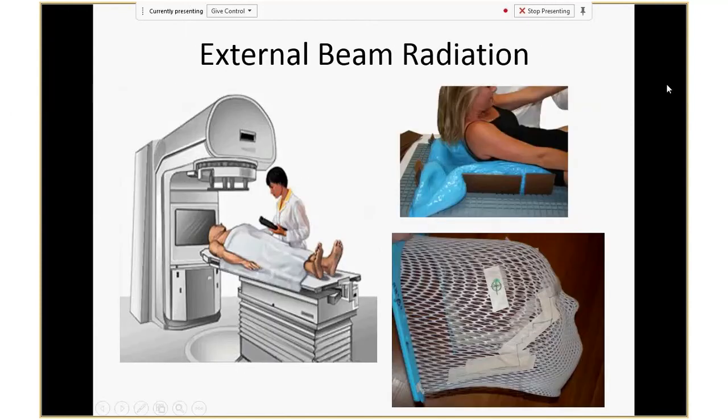So here's the external beam radiation, or your teletherapy. You actually go into a machine. You can see them going in here.